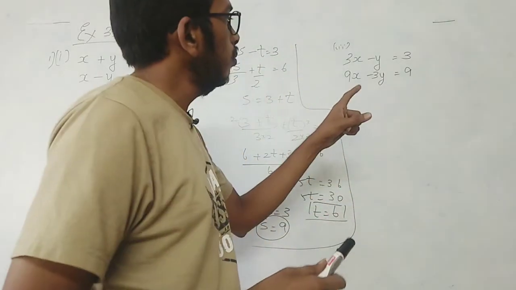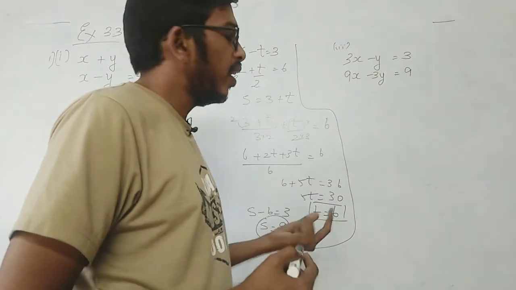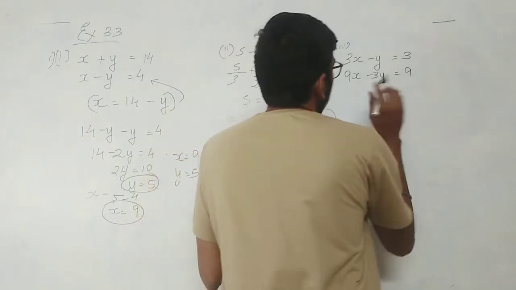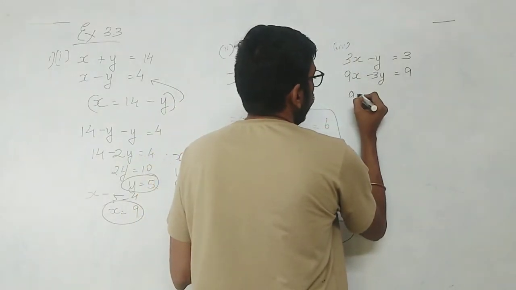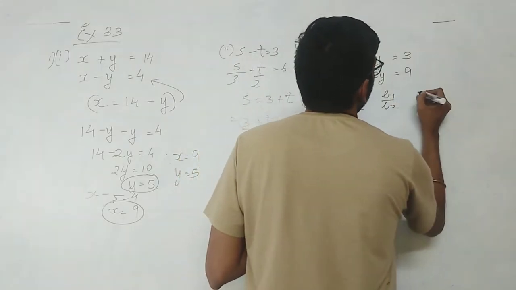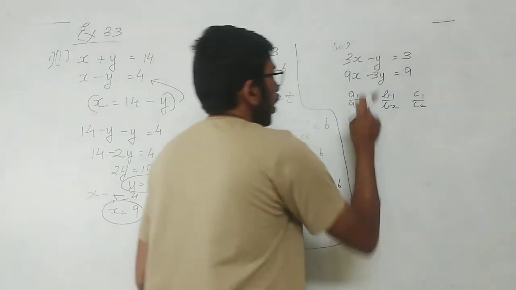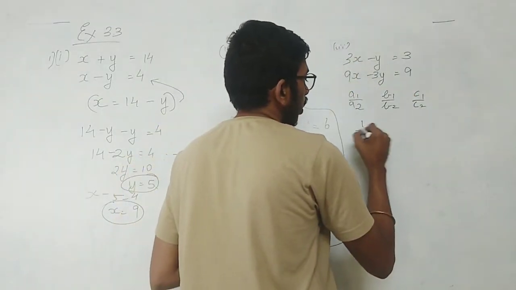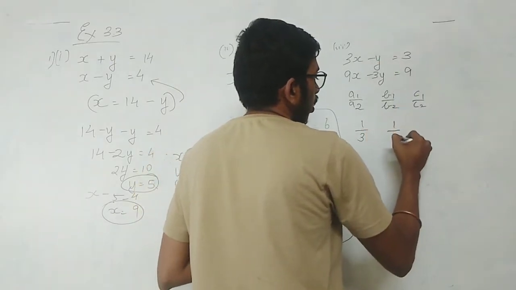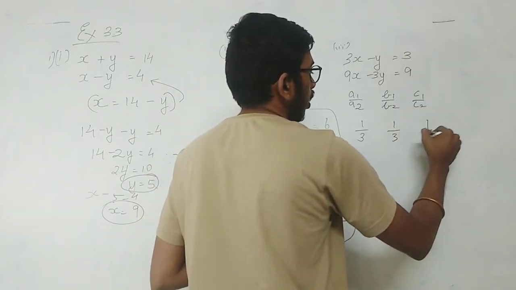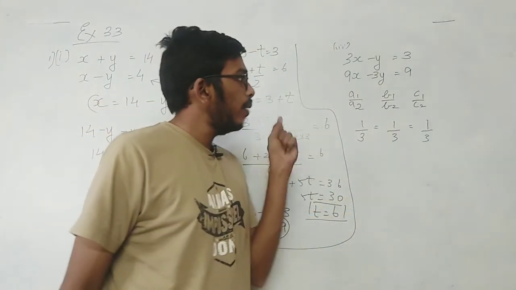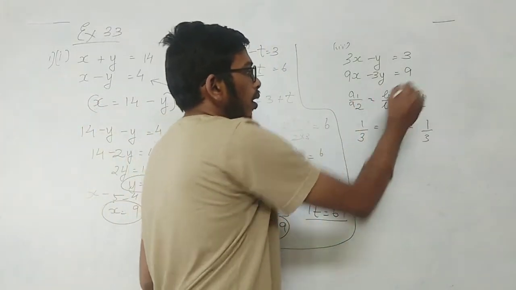So in this particular problem, if I solve, I won't be able to find the value of x or y because this actually has infinitely many solutions. Why? Because let me take a1 by a2, b1 by b2 and then c1 by c2. Now a1 by a2 is 3 by 9, which is nothing but 1 by 3. b1 by b2 is minus 1 by minus 3, which is again 1 by 3. And c1 by c2 is 3 by 9, again 1 by 3, right? Therefore, here we see that a1 by a2 equal to b1 by b2 equal to c1 by c2.